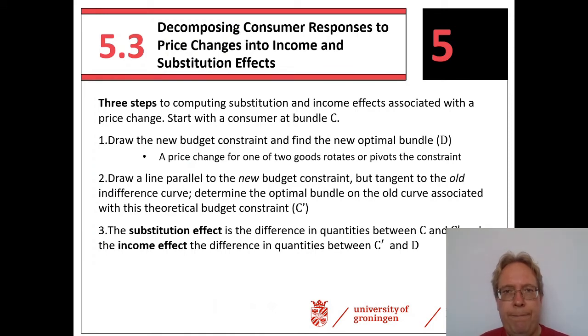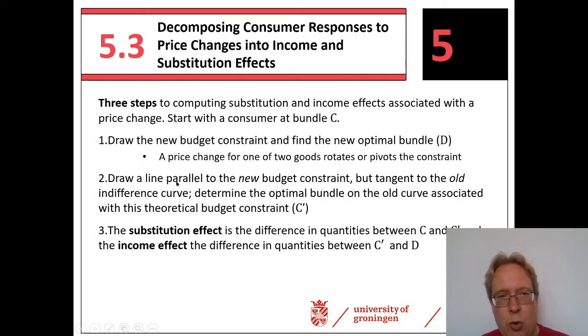Okay, so if you find this complicated, then that's because it is. This is probably the most complicated thing in this entire course, so don't despair. But let me go through the steps once again. There are 3 steps to computing substitution and income effects associated with the price change. You start out with the original consumption bundle. You call that C. You draw the new budget constraint and you find the new optimal bundle, so that's what you're going to do after the price change. We call that D. That's the move from C to D. That's your total effect.